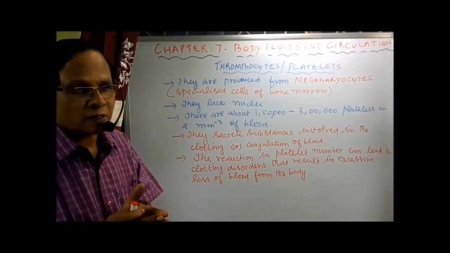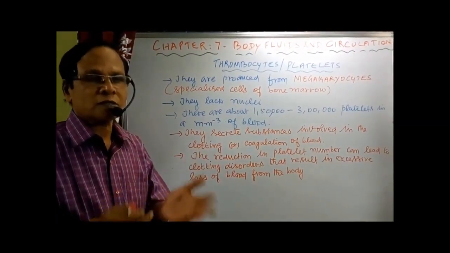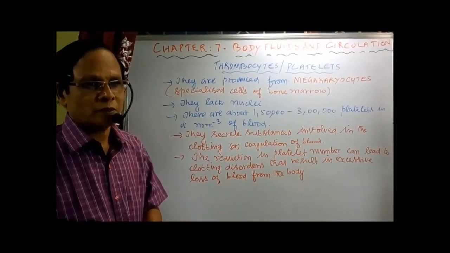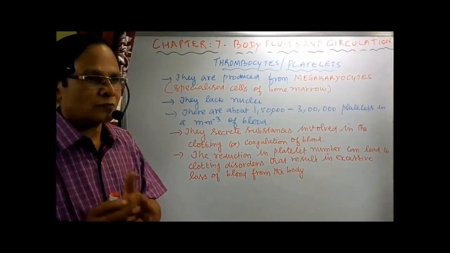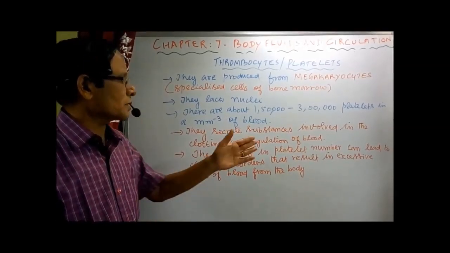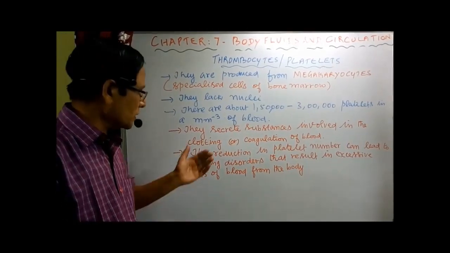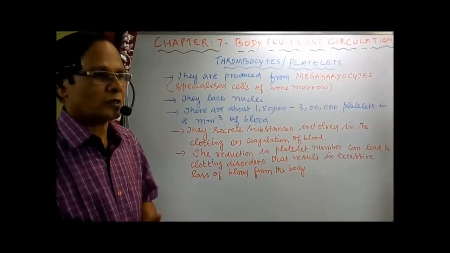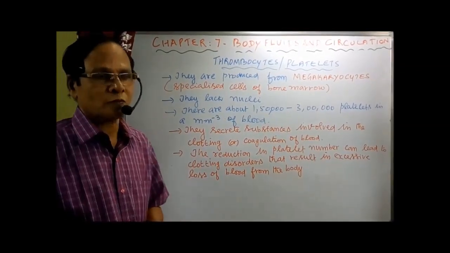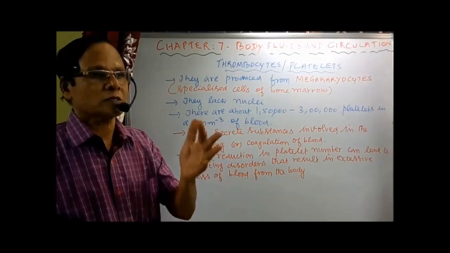When there is a reduction in the number of platelets, that results in loss of blood from the body. So reduction in platelet number can lead to some disorders, what we call clotting disorders, that result in loss of blood from the body, because these cells are responsible for the secretion of certain factors which take part in the clotting or coagulation of blood.